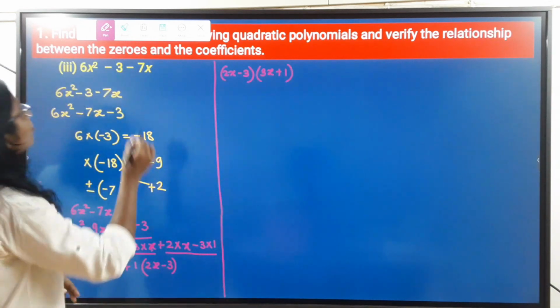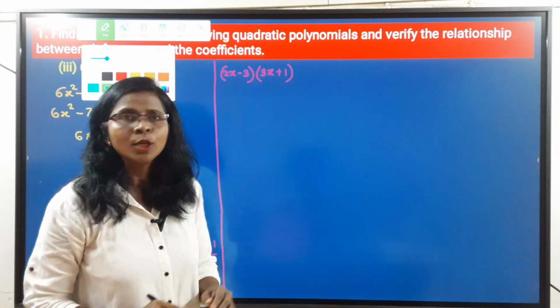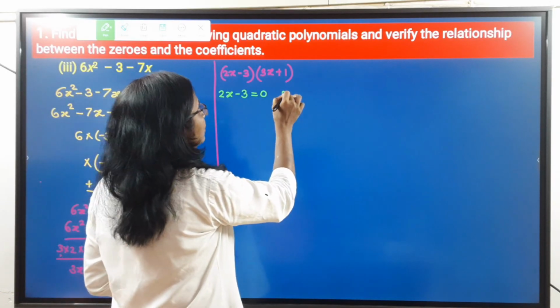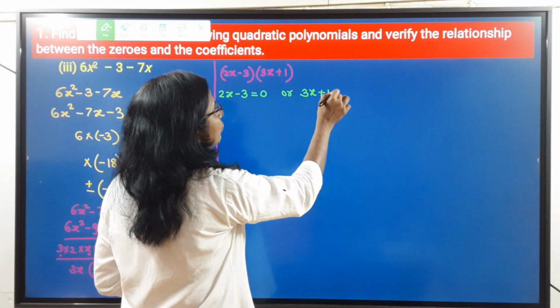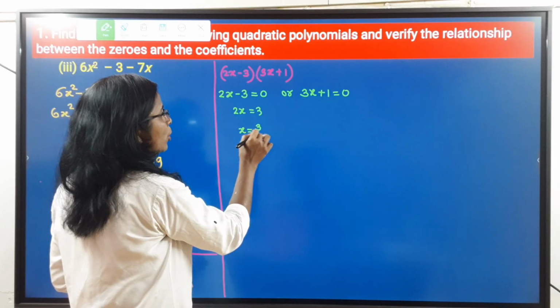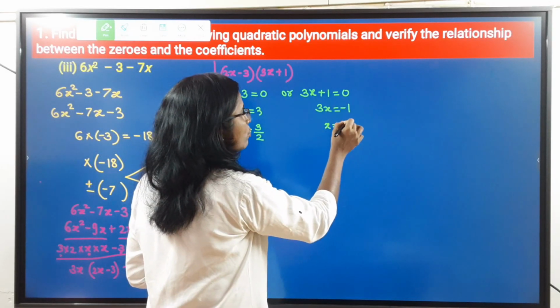So now we are going to find the zeros of the quadratic polynomial, students. So I write here 2x minus 3 is equal to 0 or 3x plus 1 is equal to 0. So 2x is equal to 3, x is equal to 3 upon 2. And here, students, 3x is equal to minus 1 and x is equal to minus 1 upon 3.